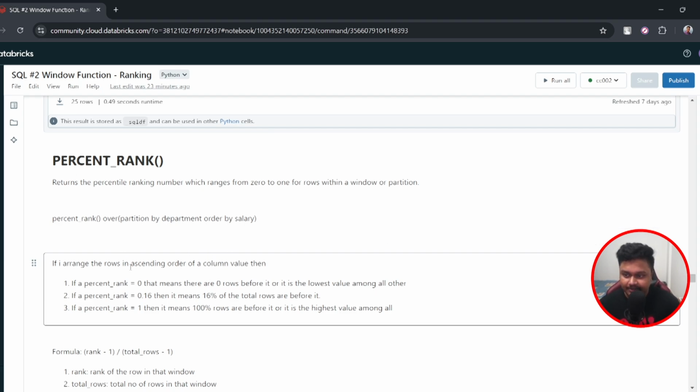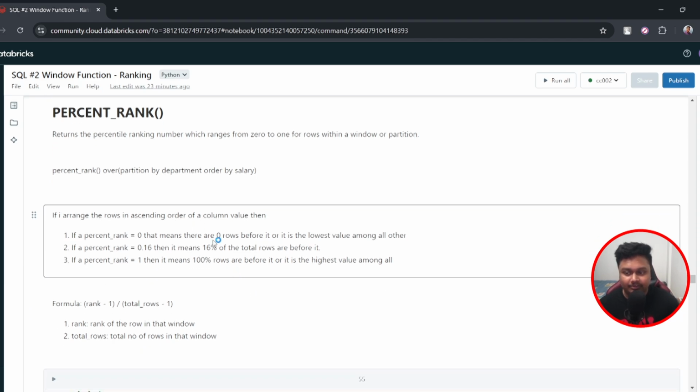So based on the above syntax, what if I arrange the rows in ascending order of a column? Let's say the column is salary, and in a department, I'm arranging all the records in ascending order based on the salary. Now what will happen? If percent rank comes up to be 0, then that means there are 0 rows before it, or it is the lowest among all others. If percent rank comes up to be 0.16, then it means 16% of rows are before it. And if percent rank is equal to 1, then it means 100% rows are before it, or it is the highest value among all. I hope you're understanding what I'm trying to say by this.